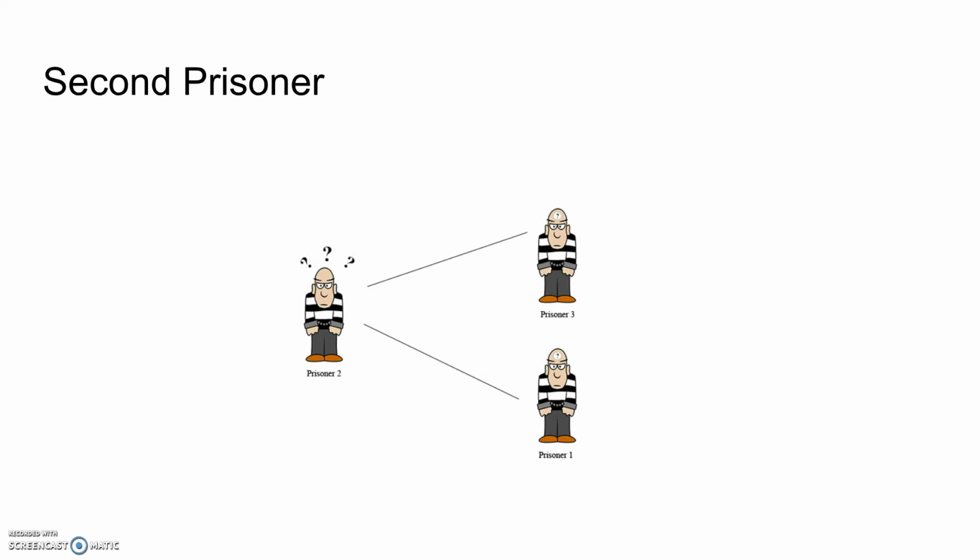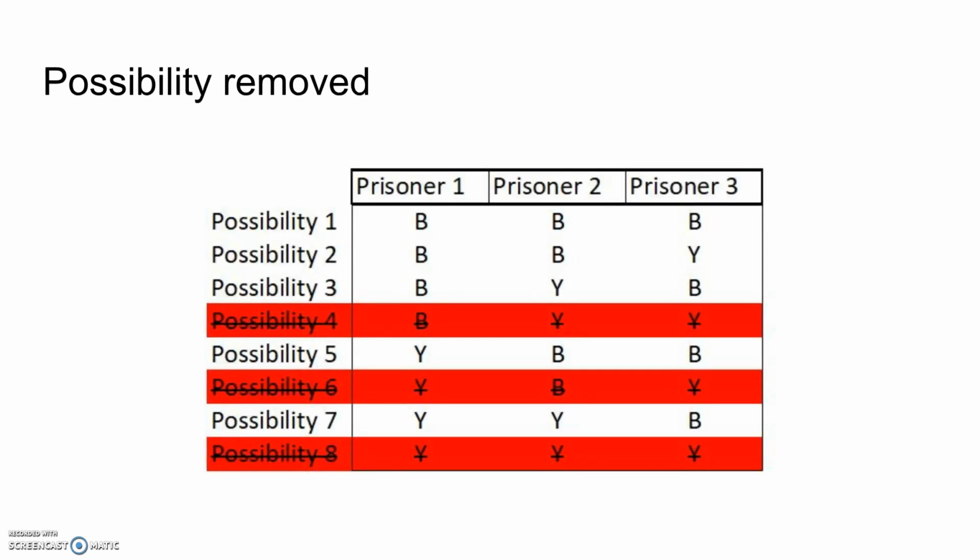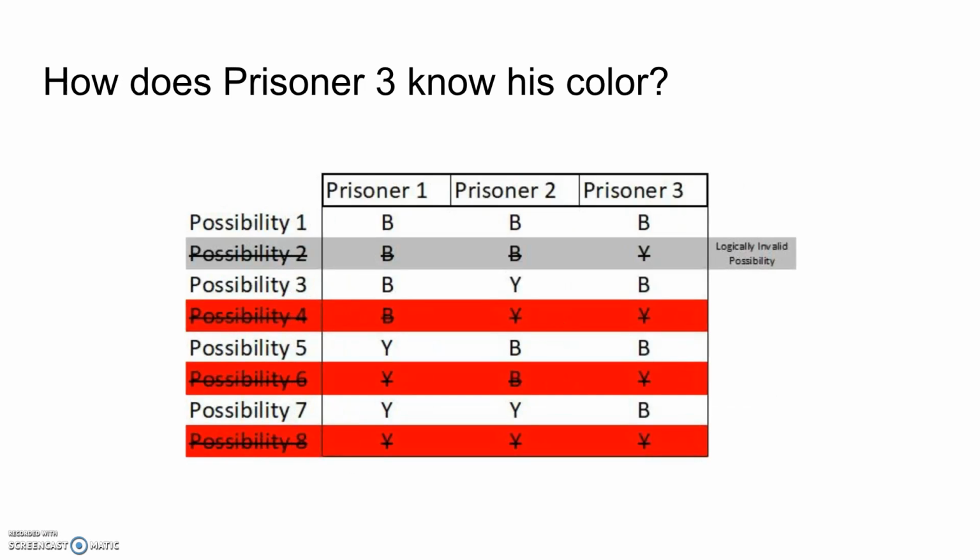Again, for prisoner 2, we follow a similar procedure. He looks at prisoner 3 and prisoner 1 and is unable to determine his dot, so we know a couple things. The first is relatively obvious. Both prisoner 1 and prisoner 3 cannot have yellow dots, because if they did, then he would know his color logically to be black, and he does not know. But a second, less obvious step is how prisoner 3 is able to determine his color.